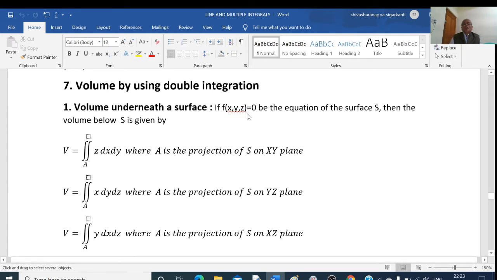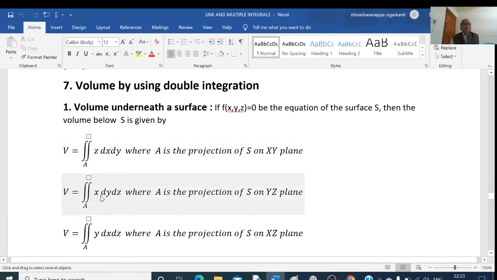If f of x comma y comma z equal to 0 is the equation of the surface, then the volume below this surface S is given by, if I take the projection on xy plane, the volume between the xy plane and the surface is given by volume equal to double integral over A of z dx dy, where A is the projection of the surface on the xy plane.